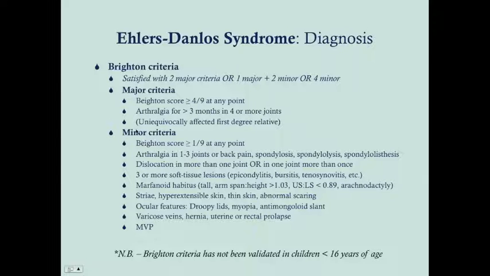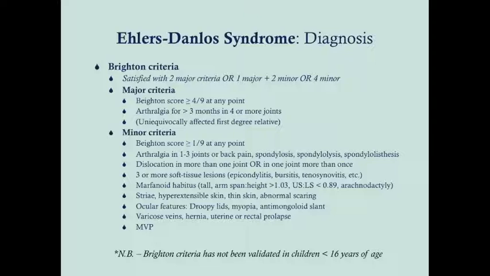And then, like I said, this isn't technically considered a major criteria under the Brighton criteria, but it fits mathematically because if you have an affected first-degree relative plus 2 minor criteria, that satisfies the Brighton criteria. The minor criteria include a Beighton score of greater than 1 out of 9 at any point, arthralgia of 1 to 3 joints, or back pain, spondylosis, spondylolysis, or spondylolisthesis.